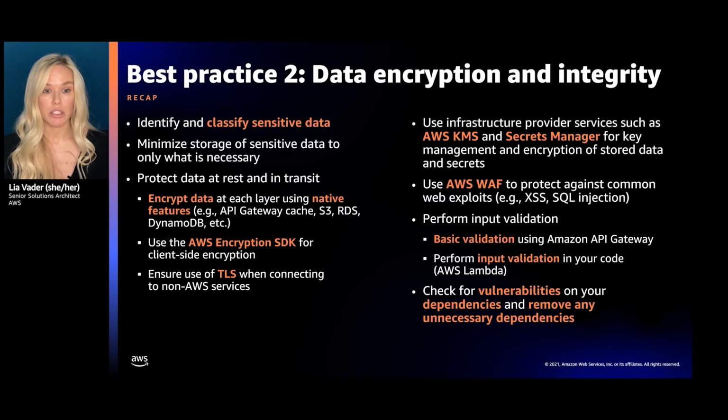We also want to use managed services like AWS KMS and Secrets Manager. And then WAF to protect against common web exploits. And of course, in our Lambda functions and API Gateway, we need to be performing input validation. And then lastly, checking for vulnerabilities of our dependencies, and ideally within our CI/CD pipeline.